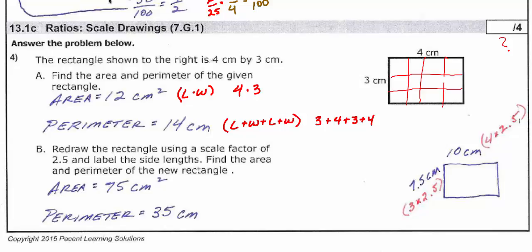Then we needed to know what our scale factor was right there. Scale factor of 2.5, which means we take our original 4, we multiply it by 2.5, we get 10. Take our original 3, multiply it by 2.5, we get 7.5, 7.5. And then we find the area again, length times width, 10 times 7.5. And the perimeter, adding all the sides, 10 plus 7.5 plus 10 plus 7.5.